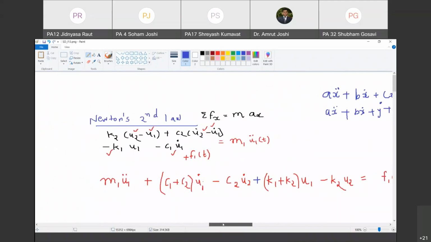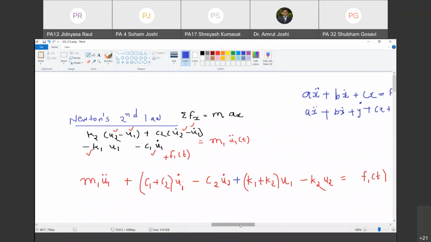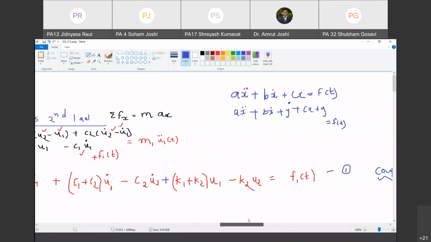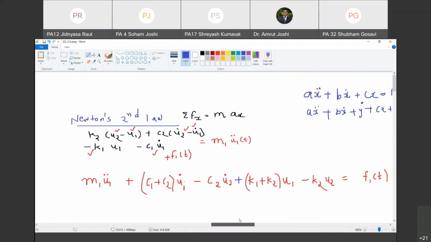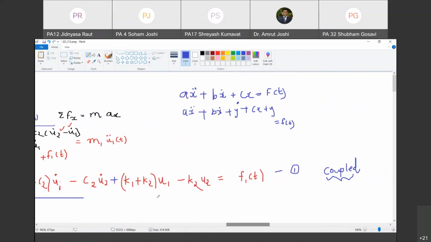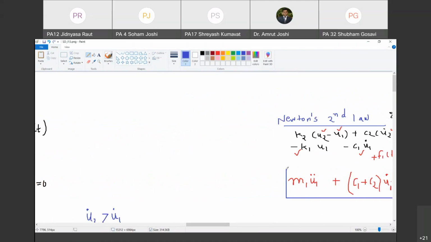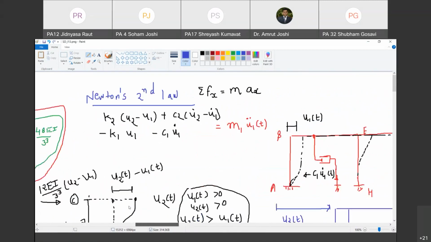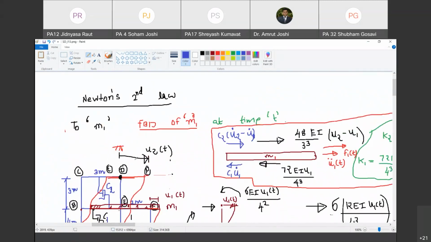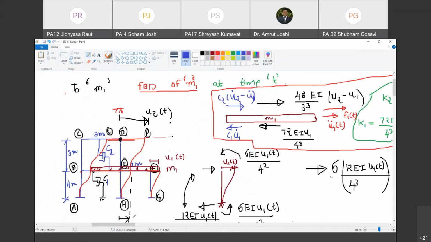Yes, sir. Okay. So these are called coupled equations where we have derivatives and no derivatives of both the degrees of freedom coupled in a single equation. Now we are going to go ahead and write down the second differential equation. Are you with me? Shreyas? Yes, sir. Okay. So let us go ahead and now apply Newton's second law to mass M2.